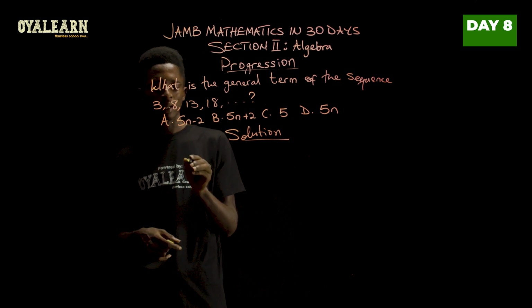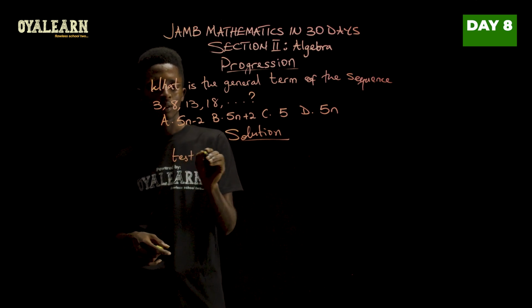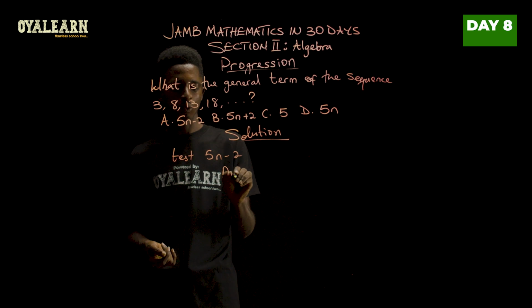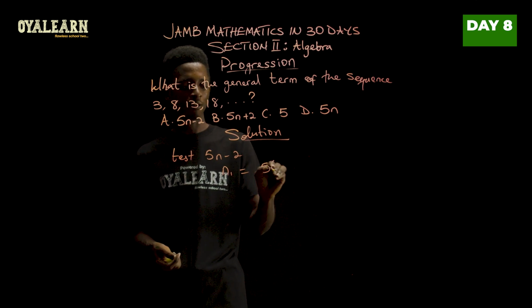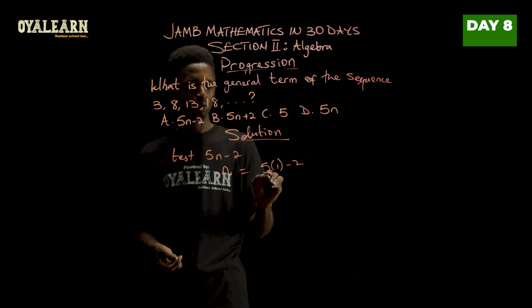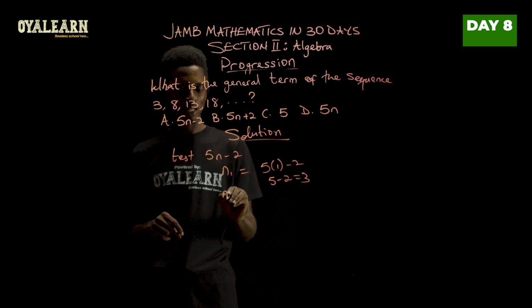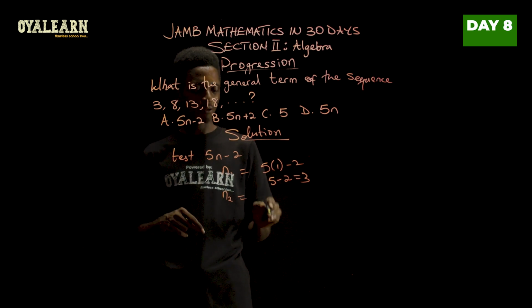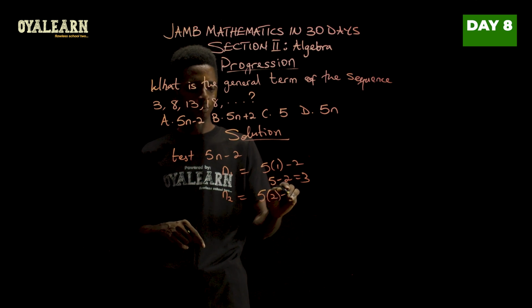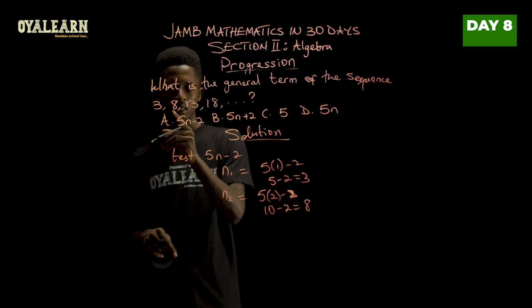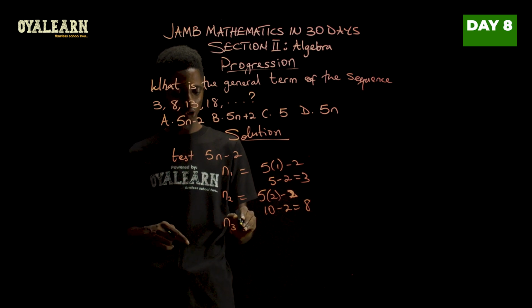Now, in the first option here, we're going to test 5n minus 2. So for the first term, that is when n is 1, we would have 5 into 1 minus 2. This would give us 5 minus 2, which is 3, which is accurate with the first term. Now let's test for term 2. If we are testing for term 2, we'll have 5 into 2 minus 2. 5 times 2 will give us 10, and 10 minus 2 would give us 8. Also accurate.